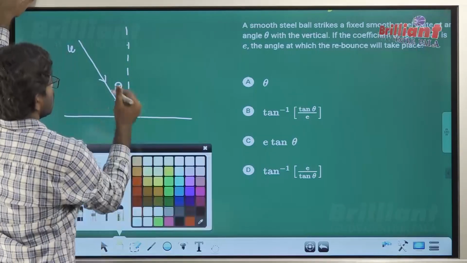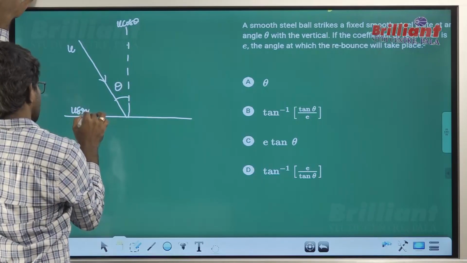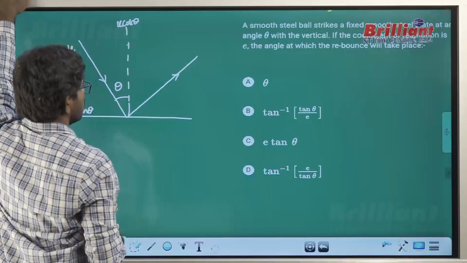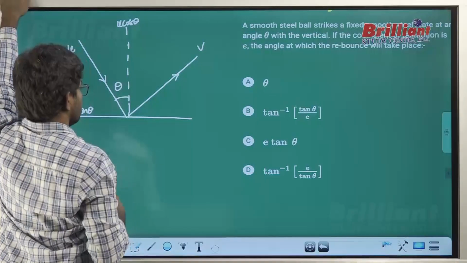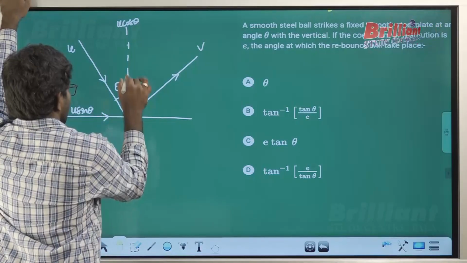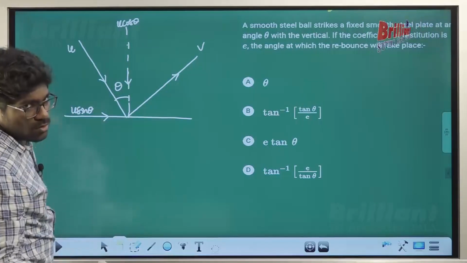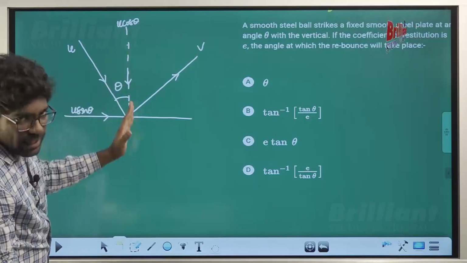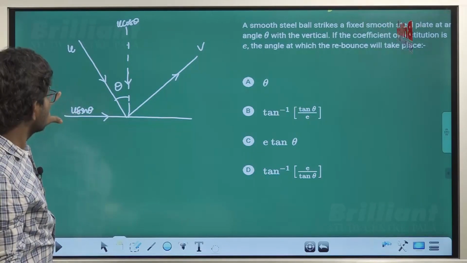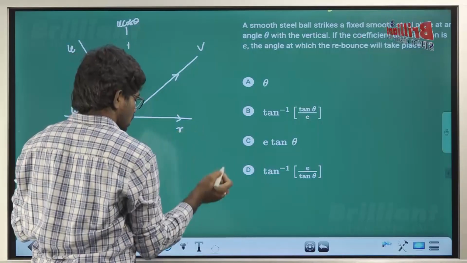we know that this is u cos theta, and this is u sin theta. After rebounding, let's say its speed is v, we don't know. u sin theta is the horizontal component here. This horizontal component will remain the same, everybody knows it, right? Yes or no? It doesn't change because the impact is along the y-axis. So along the x-axis the momentum remains the same. It's coming with u sin theta, so after that also it will be u sin theta only, right?